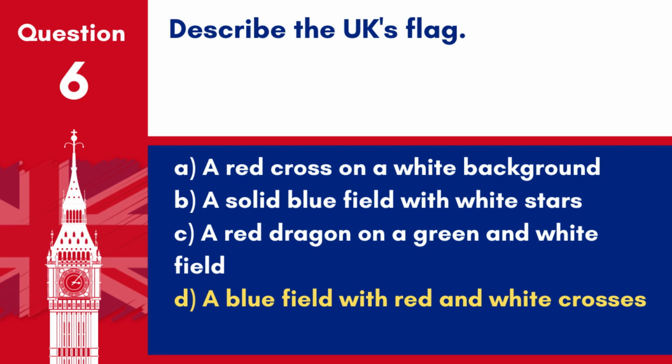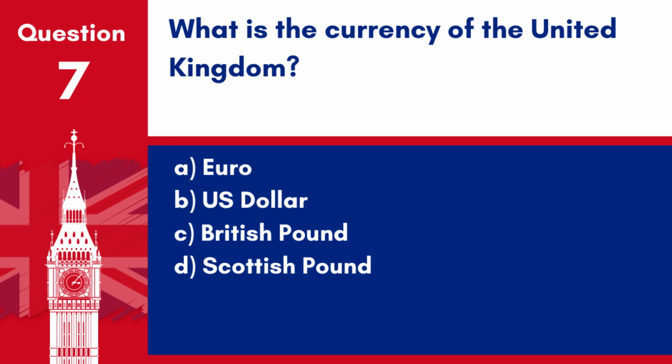Answer: D. A blue field with red and white crosses. The UK's flag, known as the Union Jack, features this design, incorporating the crosses of St. George, St. Andrew, and St. Patrick. Question 7. What is the currency of the United Kingdom? A. Euro. B. US dollar. C. British pound. D. Scottish pound.